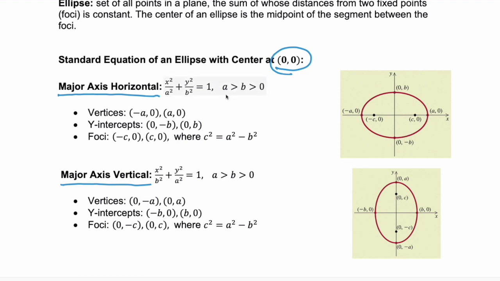Now, if you look at these restrictions for the denominator, a has to be greater than b, greater than 0. Well, a in our major axis horizontal is below the x variable. So that is a big clue to me that this is a major axis horizontal because my larger number is associated with the x. And if you look at the major axis vertical, the larger number a is associated with the y variable. And then you also have the formulas or equations for the vertices, the y-intercepts, and the foci.